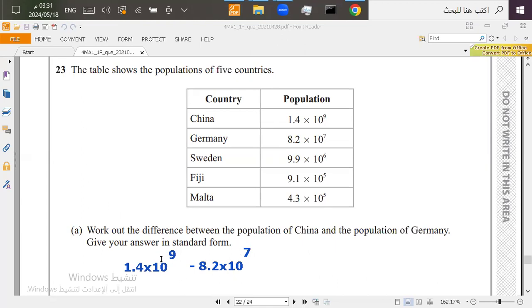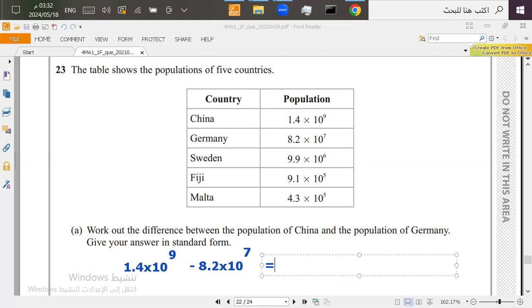Now you can put the whole thing in the calculator and it will give you the right answer, same idea. And then you can turn it into standard. Let's put it in the calculator. So we have 1.4 times 10 power of 9 minus 8.2 times 10 power of 7. Make sure that you close brackets on each one of them. And it will give you the answer. And then you turn it into standard.